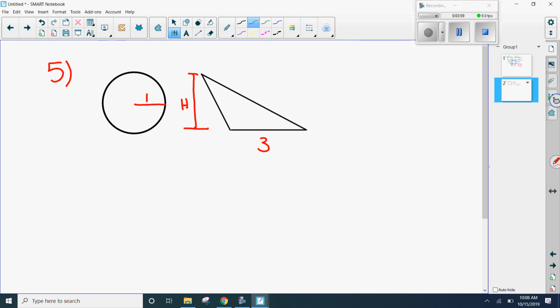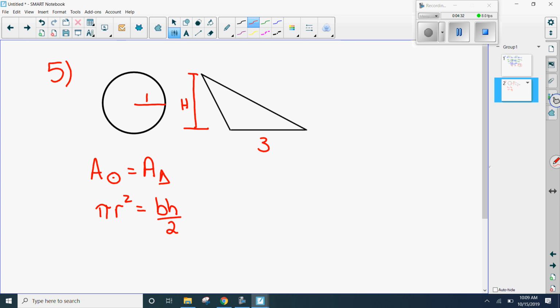The area of the circle equals the area of the triangle. So you know that the area of the circle equals the area of the triangle. What is the height of the triangle? So now you got to start thinking formulas. What's the formula for area of the circle? Pi r squared. That's equal to the area of the triangle, which is base times height divided by 2.